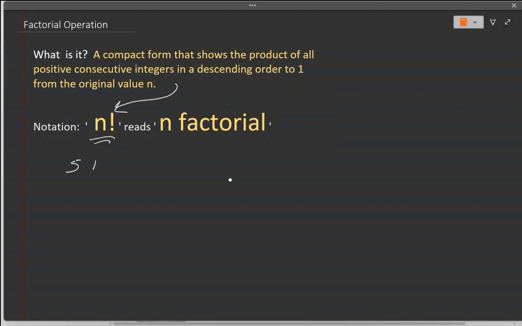Let's start with 5 factorial. What does that mean? When you see that, that means you start with 5 and then you multiply this product consecutively with all the numbers in descending order all the way to 1. And notice that it says positive integers. Okay, so no zeros, no fractions, no negative numbers. It has to be positive. So the way I write it is n has to be greater than or equal to 1 in the factorial notation.